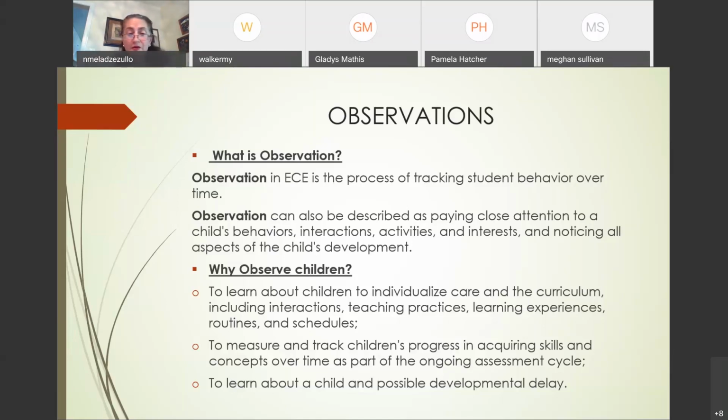And then, why did I talk about all this? So if we go now to why we do all this observation. Even if you do all that, what are you going to do with that information? So as you see, I have here: to learn about children, to individualize care if you're the teacher. And of course, it's the same for the families at home.